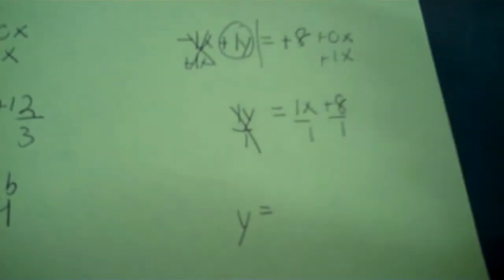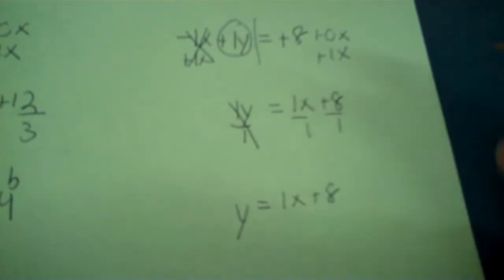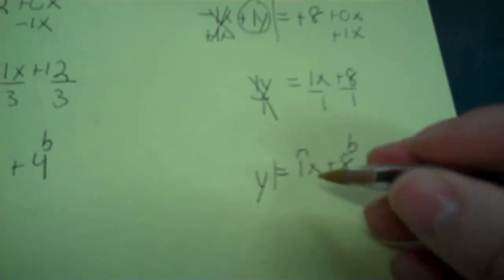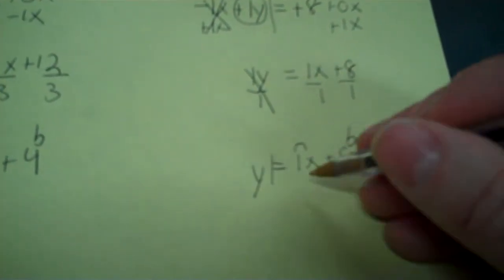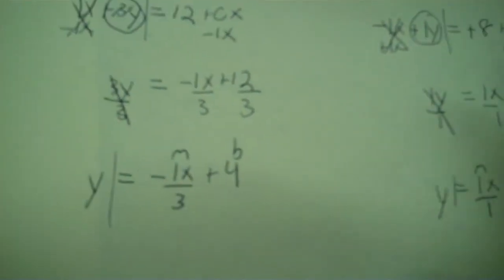So 1 divided by 1 is 1, so I put 1x, and 8 divided by 1 is 8, okay? Now you have your m, you have your b. Remember, you want your m to be a fraction, so you put a 1 under it if it's not a fraction. You just use a 1 on the bottom.